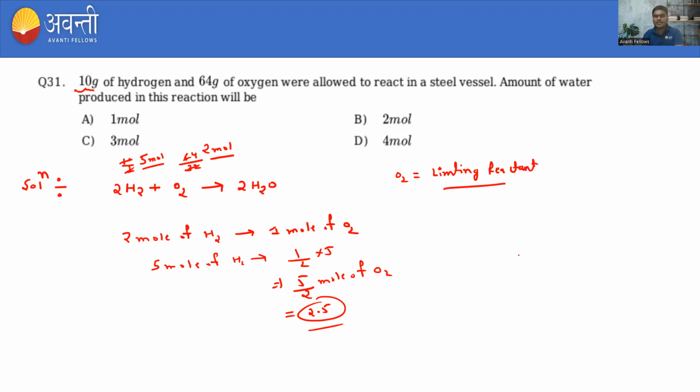Now, once you calculate the limiting reactant, you can easily find out the amount of water formed, because the amount of product formed depends totally on the limiting reagent only, right? So here 1 mole of O2 gives 2 mole of H2O. So 2 mole of O2 will give us 4 mole of H2O, right? What is the correct answer? That is 4 mole. So this is the correct answer for this question, right?